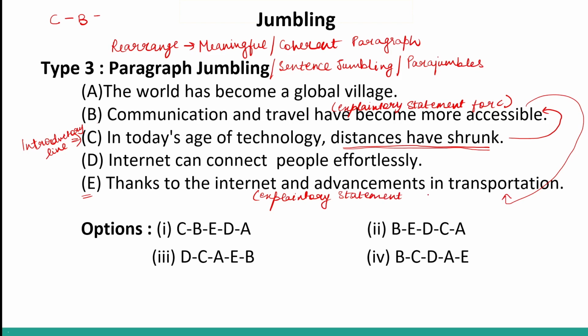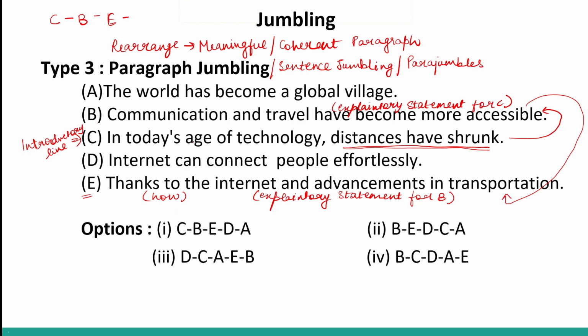Correct? How? Because over here we introduced an idea, communication and travel have become more accessible, and then we explained how. This answers the question how: due to the internet and advancements in transportation. So after B we'll get E, correct?